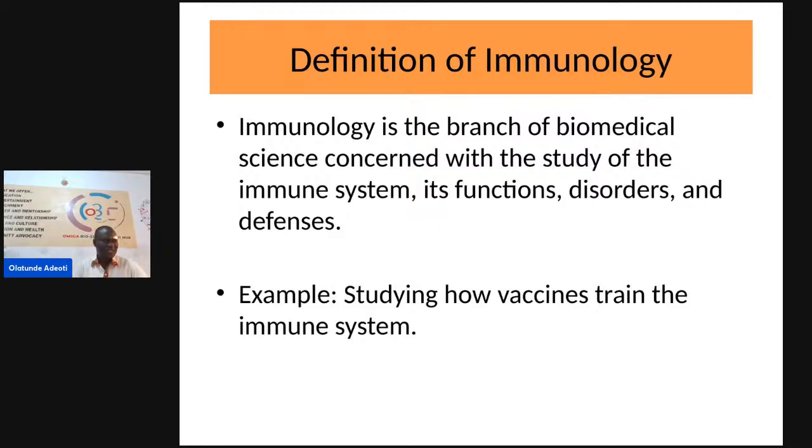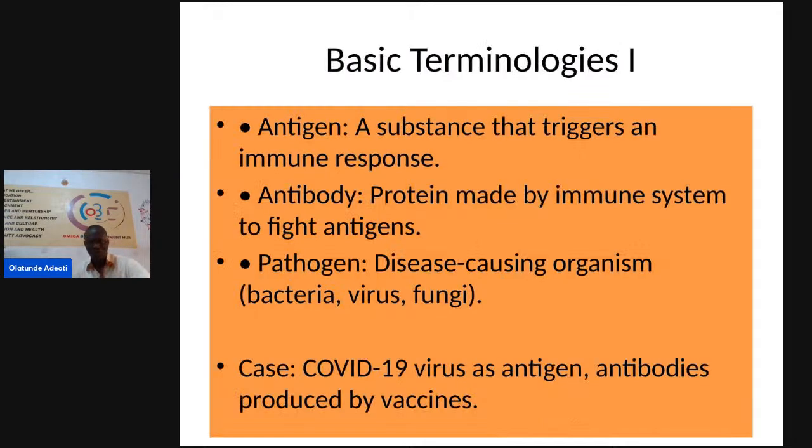So I told us that if not because of the competence of our immune system, our body system would have just been overwhelmed by a lot of factors, by pathogens, that is by diseases, by disease causing organisms. Then we will also look at vaccines. How do vaccines come into play in protecting the immune system or in guiding against infection for us? So studying how vaccines train the immune system, we'll look at that.